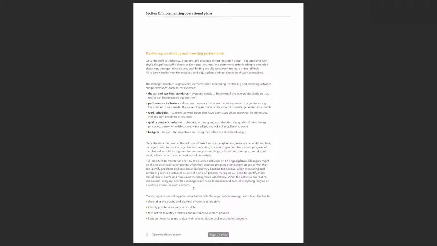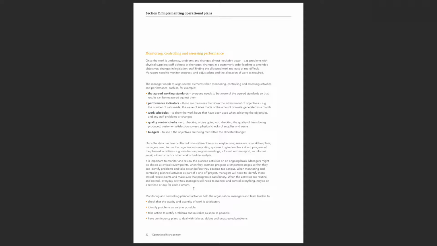Monitoring, controlling, and assessing performance. Once the work is underway, problems and changes almost unavoidably occur. For example, problems with the physical supplies, staff sickness or shortages, changes in a customer's order leading to amended objectives, changes in legislation, especially within 2019 and Brexit, staff finding the allocated work too easy or too difficult. Therefore, you need to monitor progress and adjust plans and the allocation of work as required.